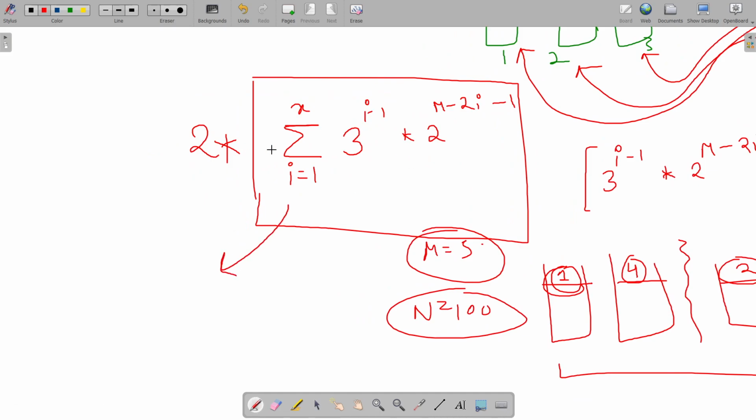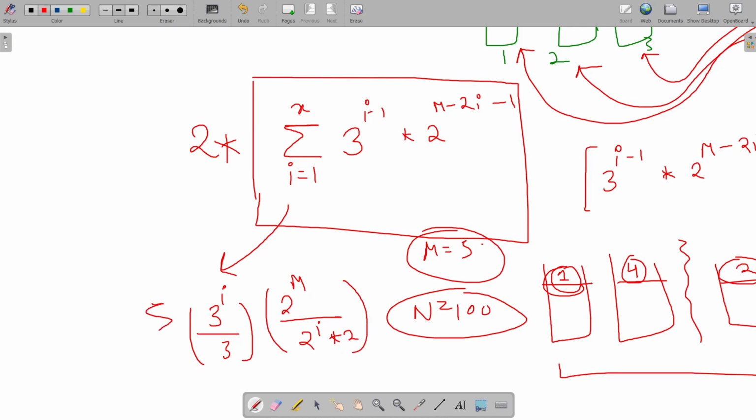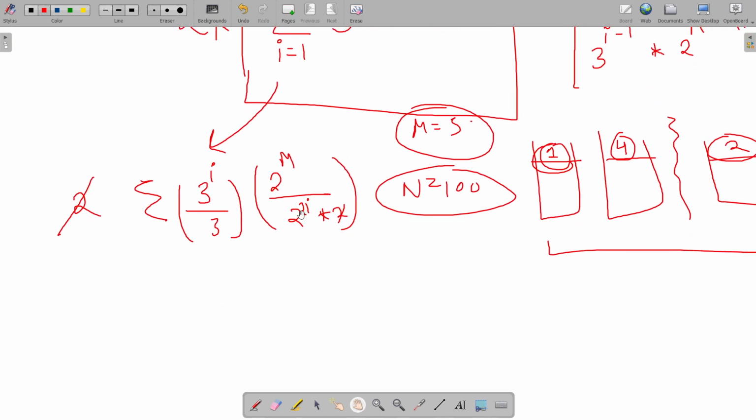It's very simple. See, 3 to the power i minus 1 can be written as 3 to the power i upon 3. All right. 2 to the power m minus 2i minus 1 can be written as 2 to the power m into 2 to the power minus 2i into 2 to the power minus 1, in the summation, and then you're multiplying it by 2. So this 2 and this 2 cancel out. This will be 2 to the power 2i. Since this m is a common term, we can take it outside.